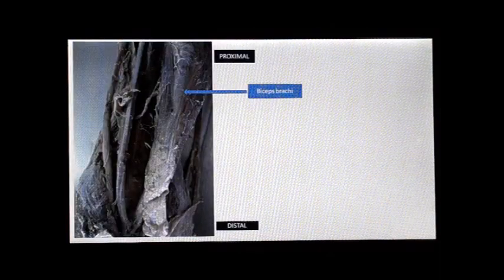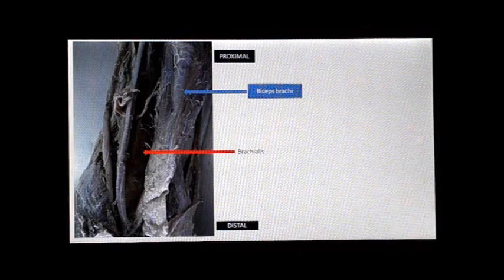This is the picture to show a deeper muscle in arm anterior compartment. This is the brachialis muscle. When we reflect the biceps brachii, we can see the brachialis, and it gets origin from the lower half of the shaft of the humerus, and it gets inserted to the ulnar tuberosity. Its action is mainly flexion at the elbow joint.